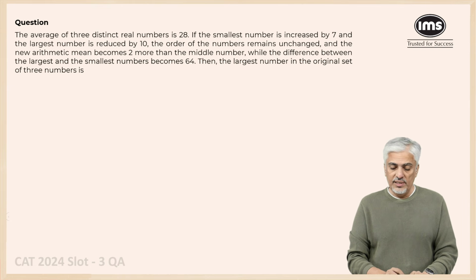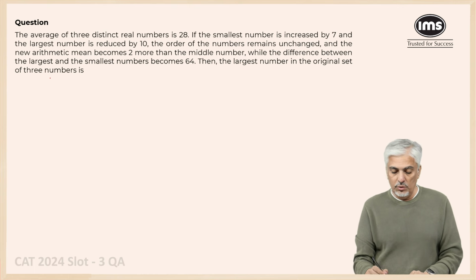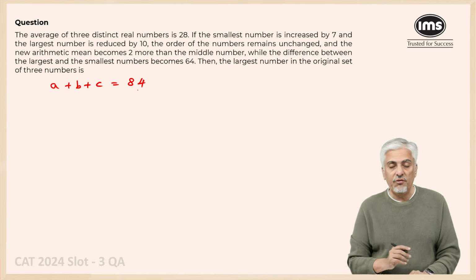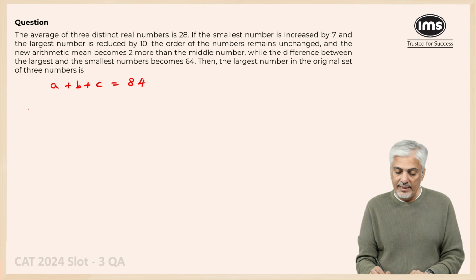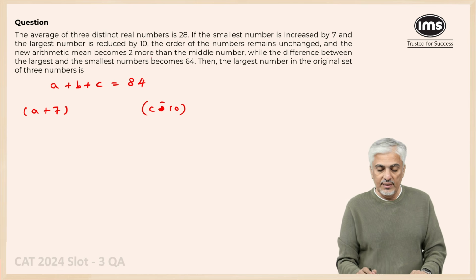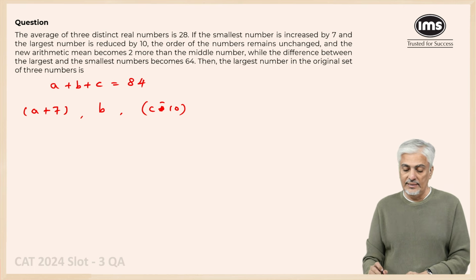Again, a question on averages. The average of 3 distinct real numbers is 28. So 3 numbers, average is 28. Let's call them A, B, C, so A plus B plus C is 3 times 28, which is 84. If the smallest number is increased by 7 and the largest number is reduced by 10, so A plus 7 and C minus 10, the order of the numbers remains unchanged. That means the 3 numbers remain in the same order. Nothing about B is told, so I'm assuming B remains as it is.